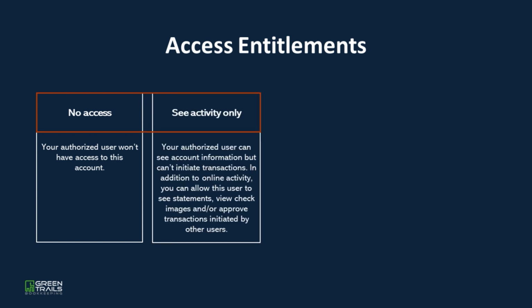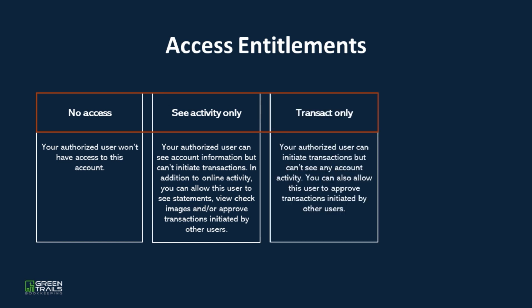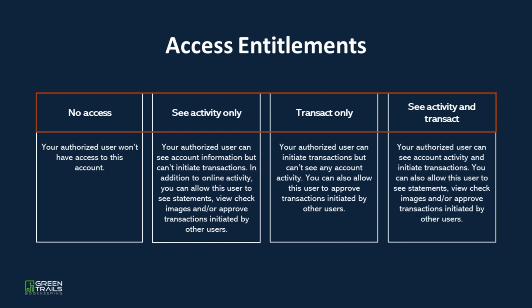See Activity Only allows access to balances, statements, and check images, as well as having the authority to approve transactions initiated by others. Transact Only allows users to initiate and approve transactions, but they cannot see any account activity. See Activity and Transact combines the access of the two previous access entitlements. Each type of access can be further customized.